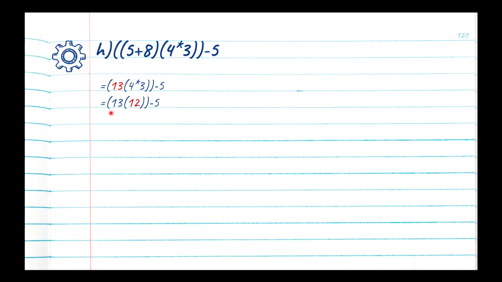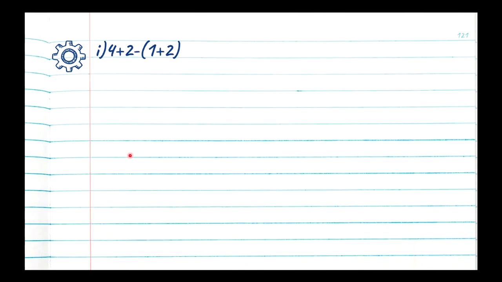So now when we look at our equation, we have a 13 directly beside an opening bracket. This means expand. Expand means multiply. 13 times 12 is equal to 156, and we drop the rest of the equation. 156 minus 5 is equal to 151, giving us a final answer of 151.